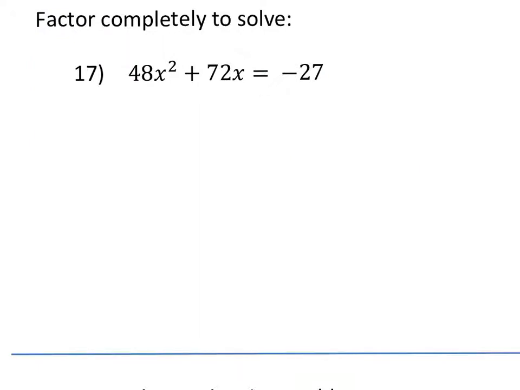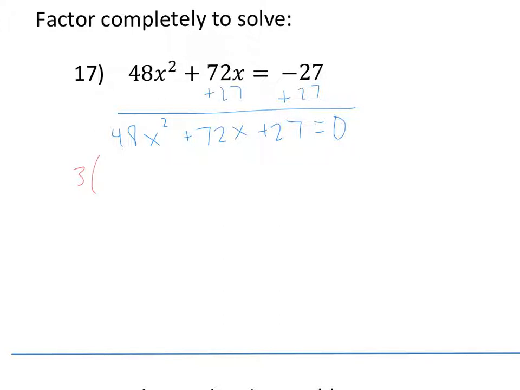Okay, number 17, the directions above it say factor completely to solve, and we are still under the learning target of I can factor completely to solve. So same directions here. The first thing I notice with this equation is that I need to get it equal to 0. So I'm going to add 27 to both sides, and I get 48x squared plus 72x plus 27 equals 0. I notice that I'll have a GCF of 3. So I'm going to factor 3 out and undistribute and get 16x squared plus 24x plus 9 equals 0.